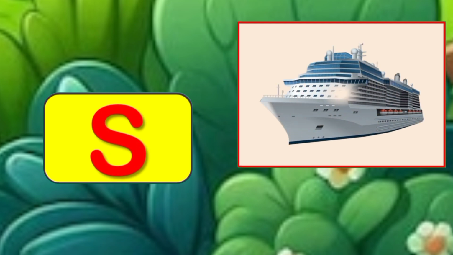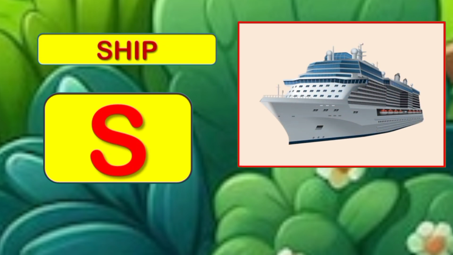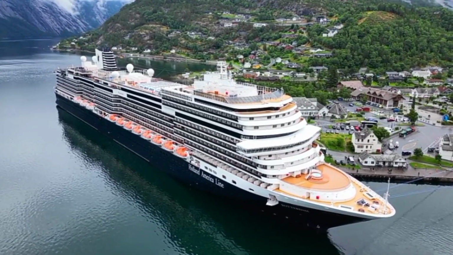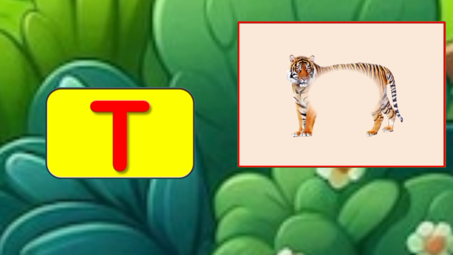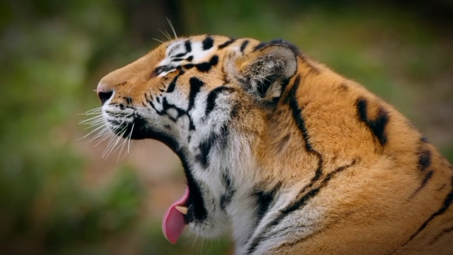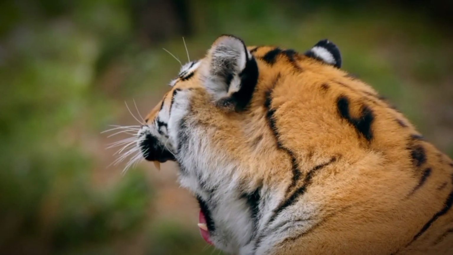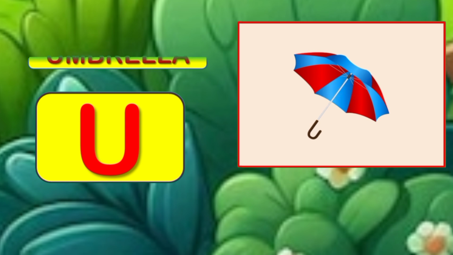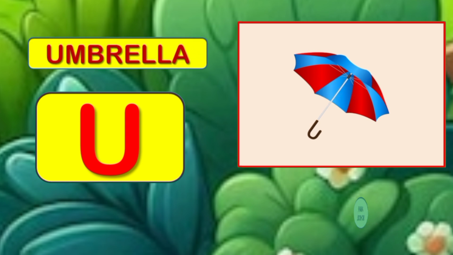S. S for sheep. T. T for tiger. U. U for umbrella.